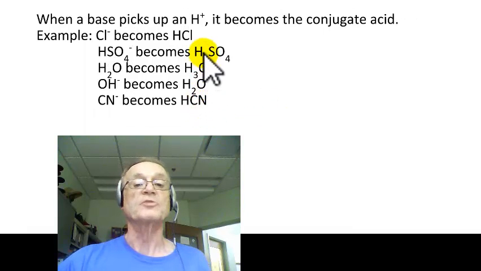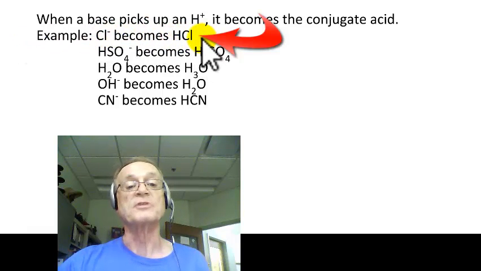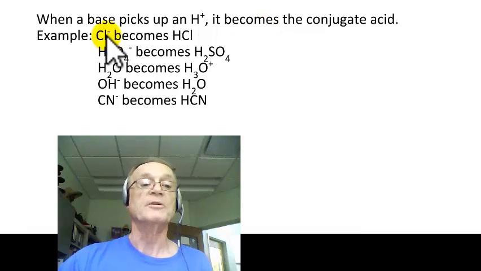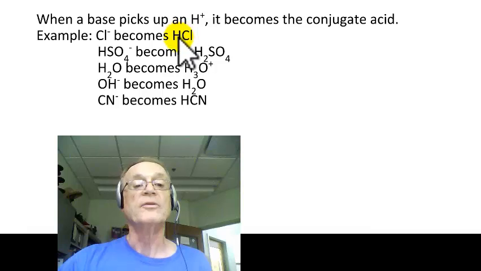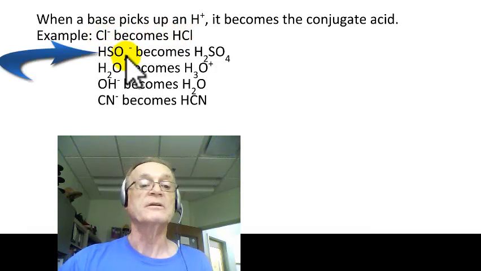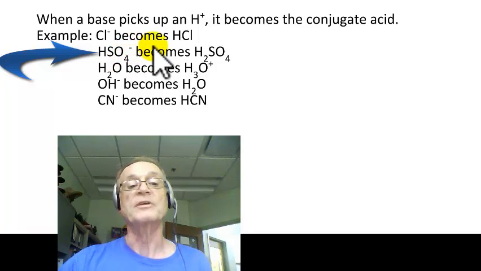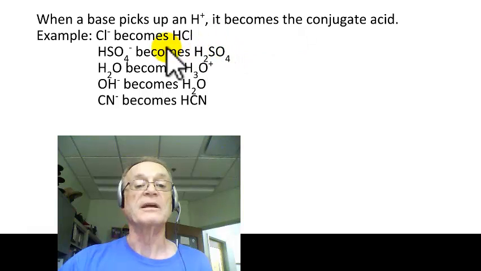When a base picks up an H+, it becomes a conjugate acid. So Cl- becomes HCl, that's the conjugate acid of that base. As we saw a minute ago, that's the conjugate base of that acid. So they constitute a pair, a conjugate acid and a conjugate base of each other. Similarly, HSO4- is a base and it becomes H2SO4 when it picks up an H+, so that's the conjugate acid, that's the conjugate base in that pair.